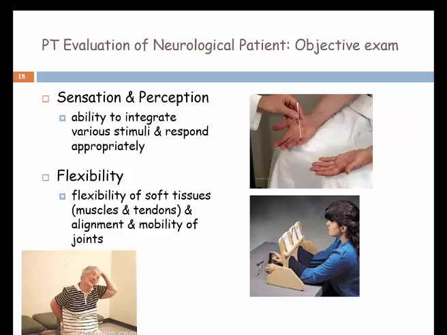And finally, flexibility is often examined with neurological patients, as decreases in flexibility can impact one's functional movements and increase energy expenditures with movement. Improving flexibility at joints, then, can facilitate improved movement and improved efficiency with movement.